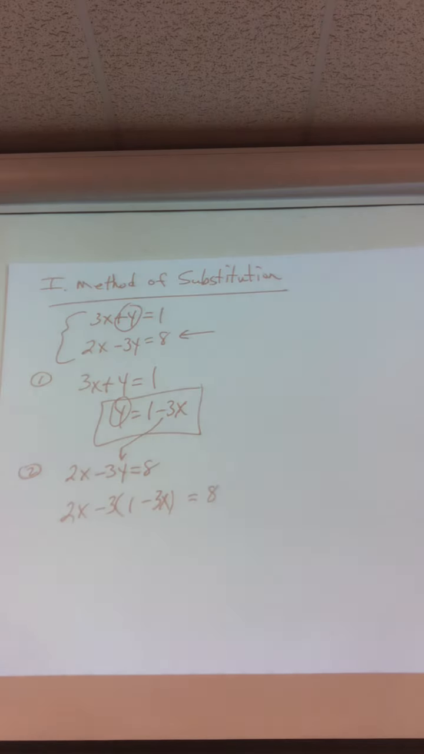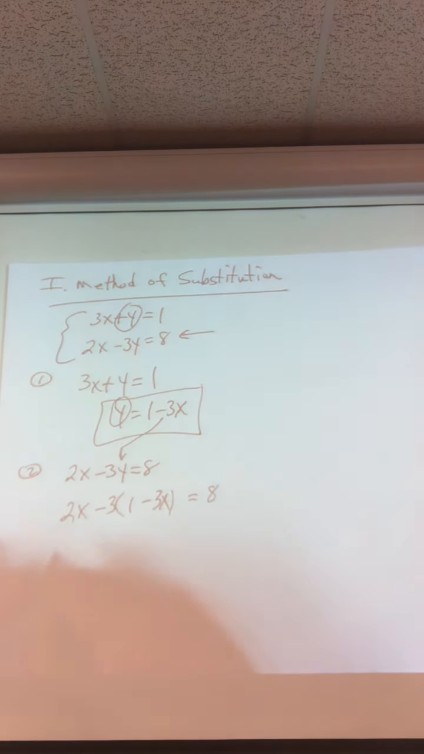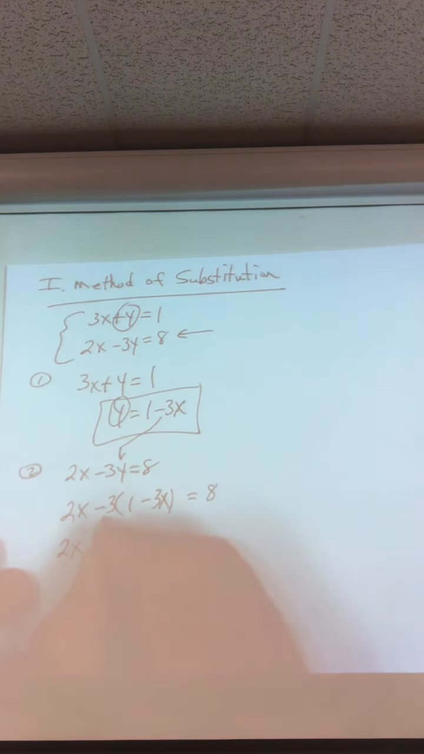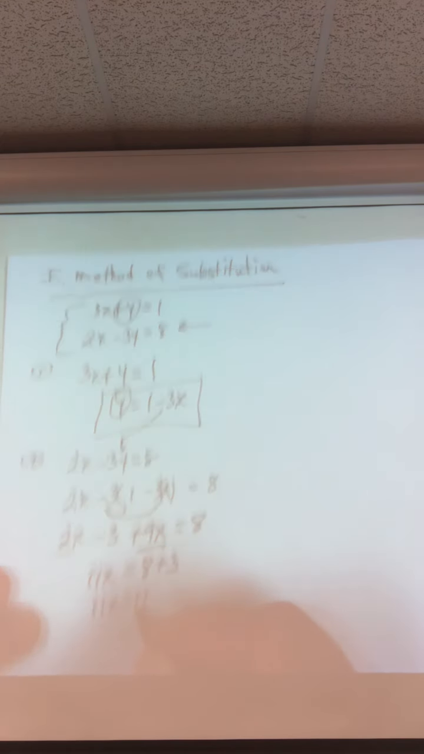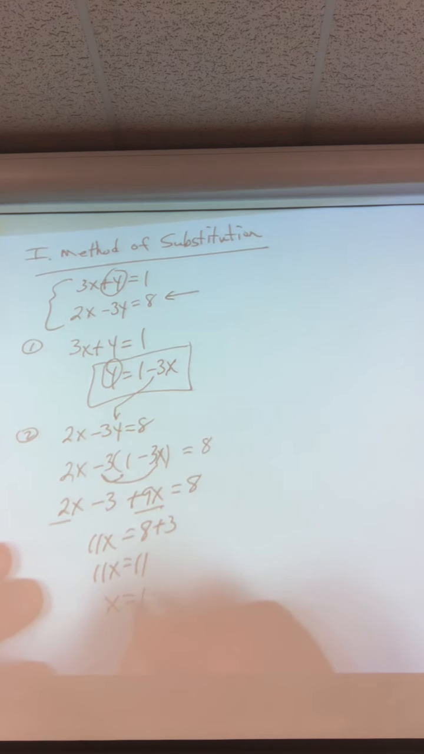So let's do that. We've got 2x minus 3 plus 9x equals 8. 2x plus 9x is 11x. Add the 3 across to get 11x equals 11. Then x equals 1.